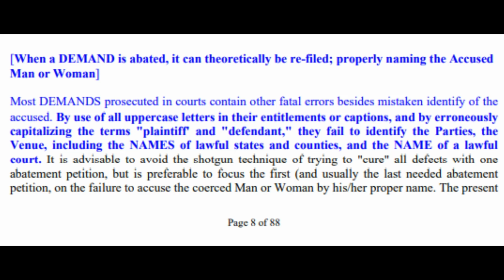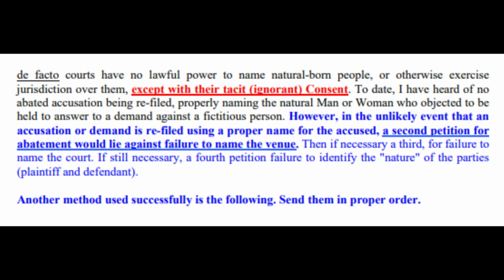Really that simple. To date, I have heard no abated accusation being refiled, properly naming the natural man or woman who objected to be held or to answer to a demand against a fictitious person. However, in the unlikely event that an accusation or demand is refiled using a proper name for the second accused, a second petition for abatement would lie against failure to the name of the venue. That's what it is. All these courts are in all capital letter courts because they're businesses. It's like all caps Walmart and stuff like that. That's what these people do. So then if necessary, a third for failure to name the court. If still necessary, a fourth petition, failure to identify the nature of the parties and plaintiff and defendant.